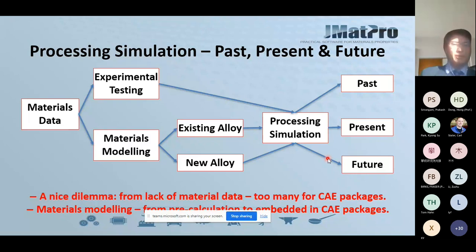Another thing is that at the moment, the materials modeling or calculation of material data very much happens outside of the CAE simulation. The ideal scenario, of course, would be to have these materials models built or embedded in the CAE package. Then you will achieve a seamless, smooth processing simulation. But these are, of course, for future considerations.